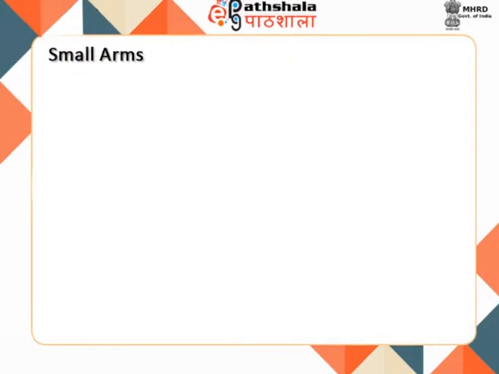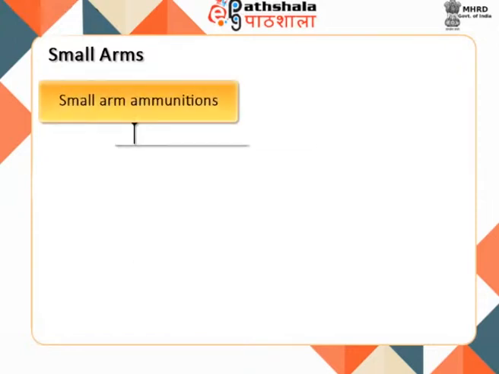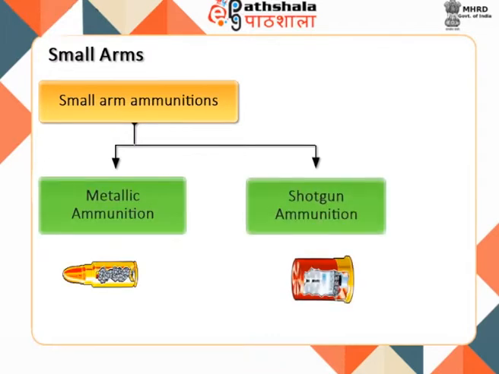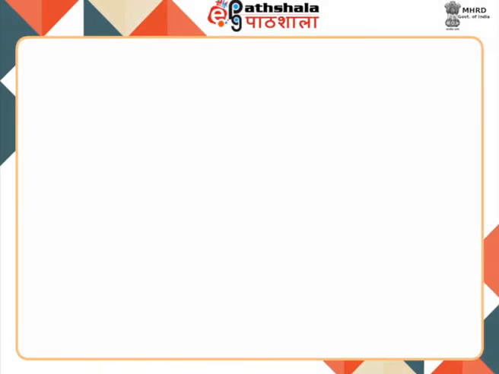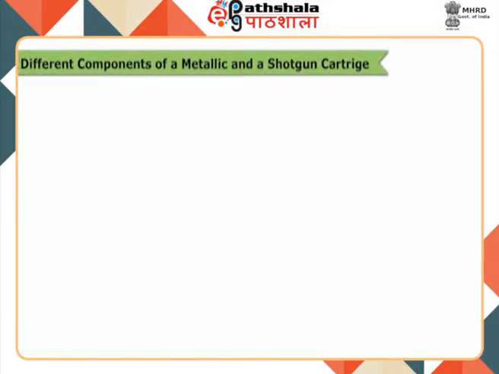Most of the crimes committed involve the use of small arms. These are arms designed for personal use. Small arms and ammunition are of two types: metallic ammunition and shotgun ammunition. Now we shall look at the different components of a metallic and a shotgun cartridge.